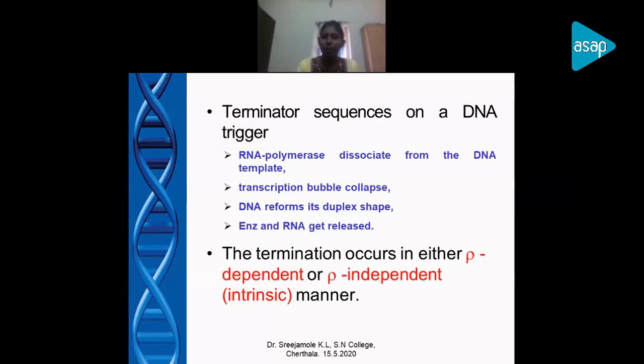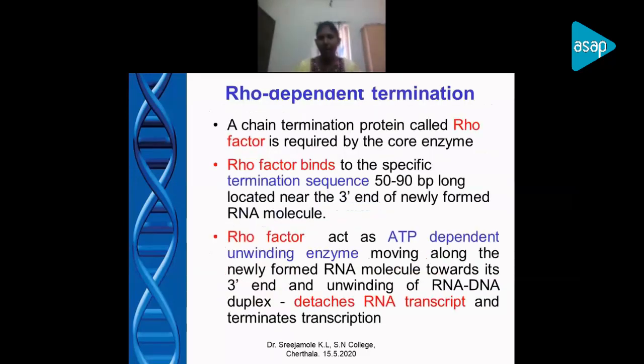And in rho-dependent termination, another protein known as rho factor, which is a hexamer, is involved in termination. So whenever this rho factor is involved in the termination, it is designated as rho-dependent termination. So it depends upon the termination sequence whether a rho factor should be included or not. This rho factor binds to the termination sequence about 50 to 90 base pairs long, located near the 3' end of the newly formed RNA.